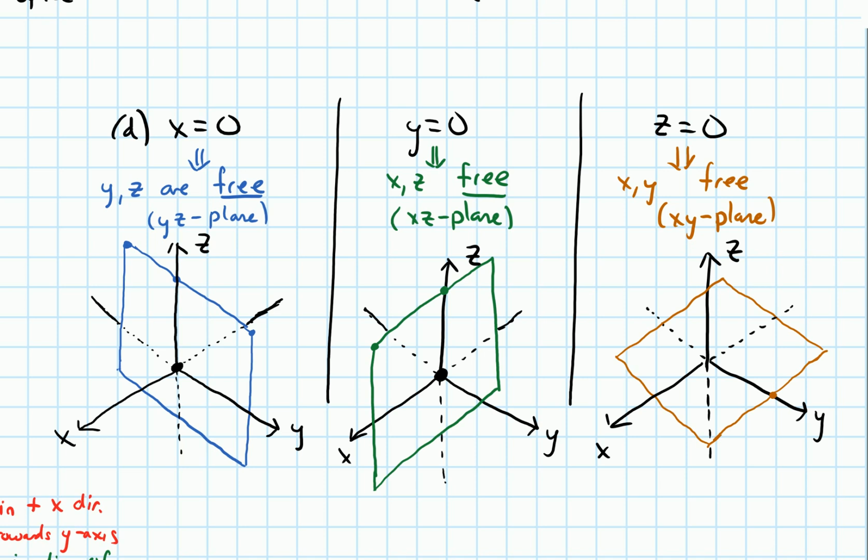So these three planes are called the coordinate planes. So just like in 2 dimensions, we have the coordinate axes, the x and the y axes, in 3 dimensions, we have coordinate planes.